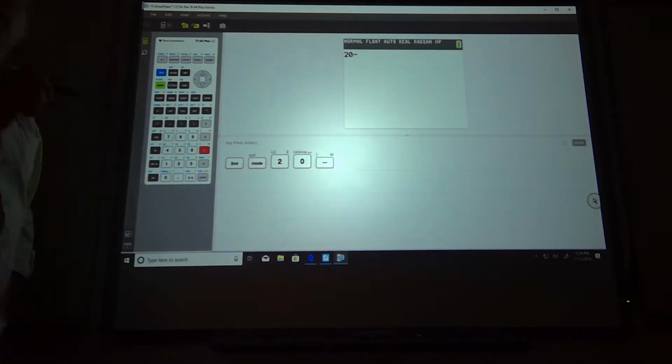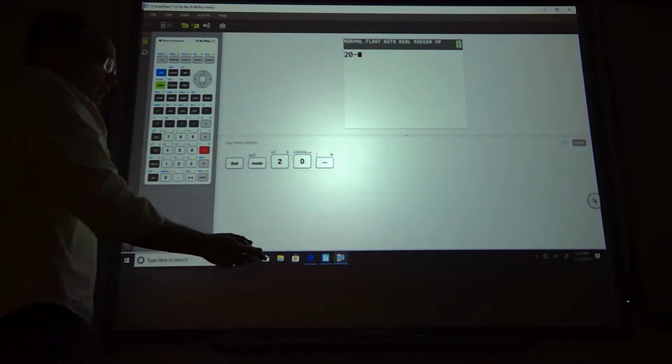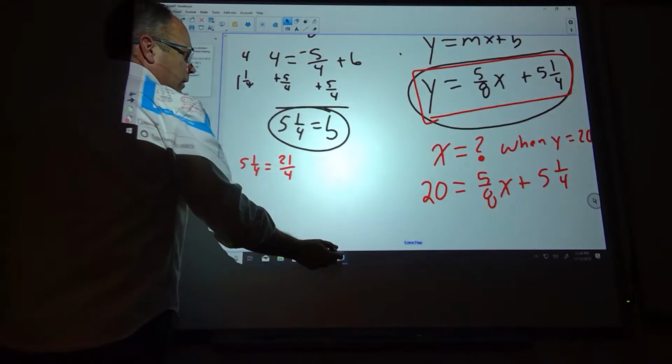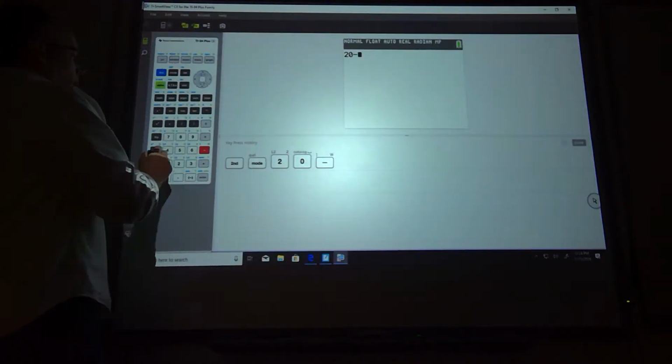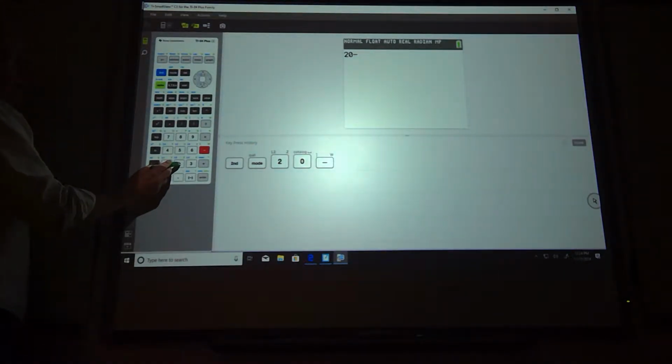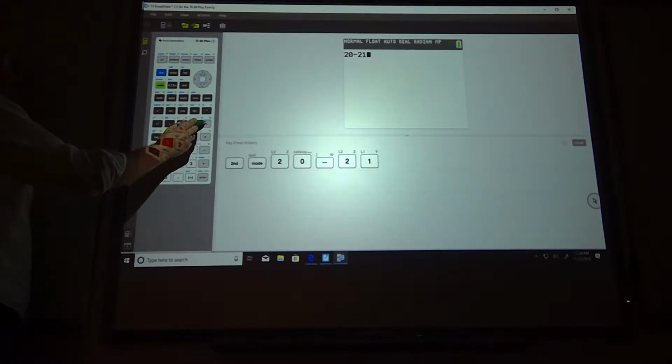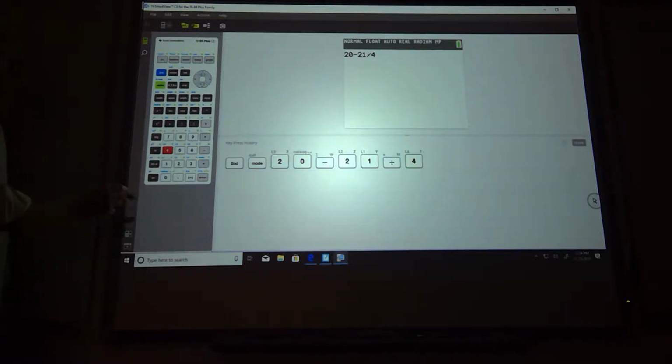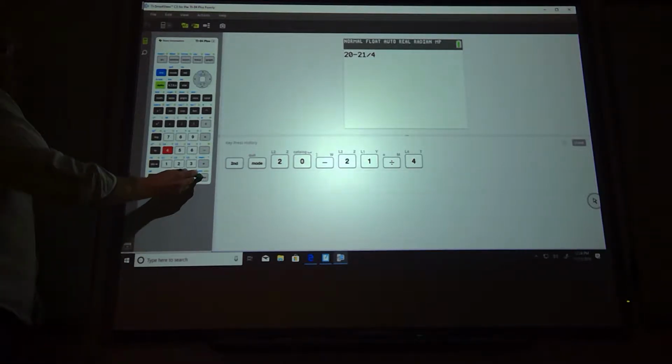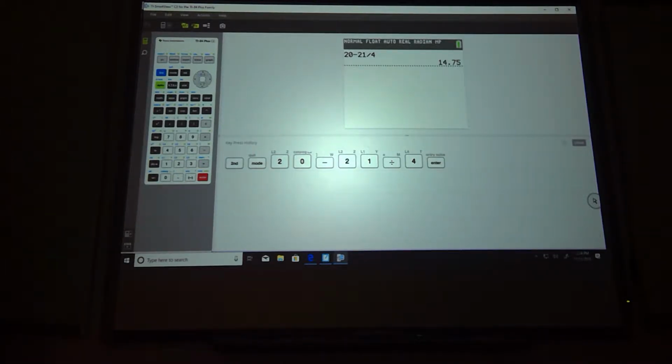So 20 subtract, what am I subtracting? Over 4. What over 4? 21 over 4? Subtract, watch this, ready? Watch carefully. 21, make it a fraction, over 4. Okay? Calculator's going to do it. Now, a lot of people don't know that a fraction and division are the same thing. So if I hit enter, I get this.